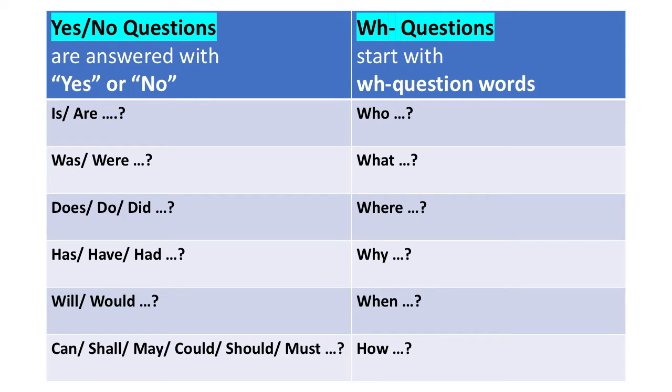Yes-no questions are answered with yes or no. These questions can start with is, are, was, were, does, do, did, has, have, had, will, would, can, shall, may, could, should, must. WH questions start with WH question words like who, what, where, why, when, how.